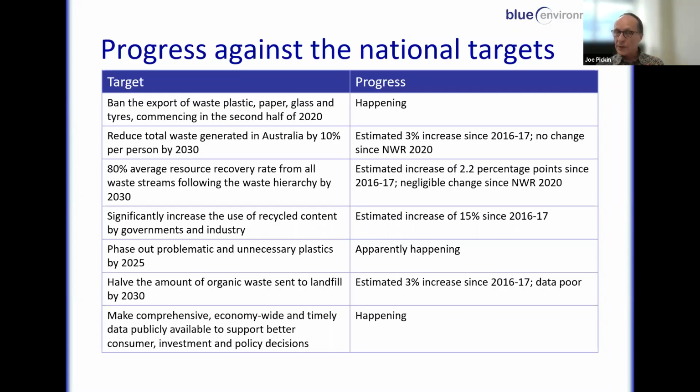Of course, this is 2020-21, and there's investment going in and a lot of change, so hopefully in the next one we're going to be seeing some improvements there. Significantly increase the use of recycled content: we estimate an increase of 15% since 2016-17. Phase out unnecessary plastics, problematic, single use: apparently happening. Halve the amount of organic waste to landfill: well, we estimate a 3% increase since 2016-17, but as I said, the data on this is not good, and that needs to be improved, because snapshot audits are not done every year, so we don't really get a very good overview of this. And making data available, that's apparently happening. Okay, so a mixed bag there. A bit disappointing, probably for some, to see not so much progress as we would hope for.